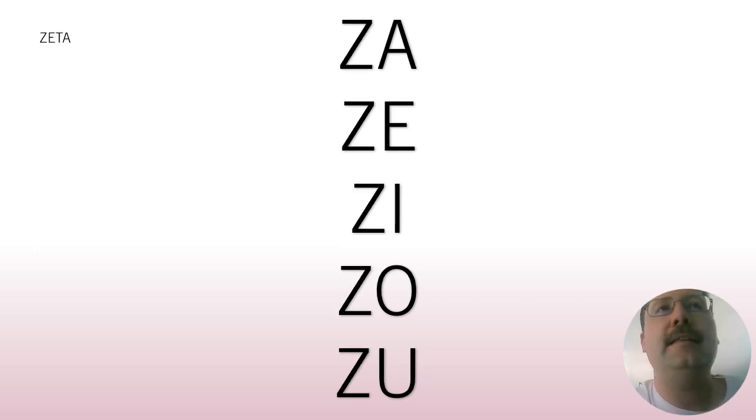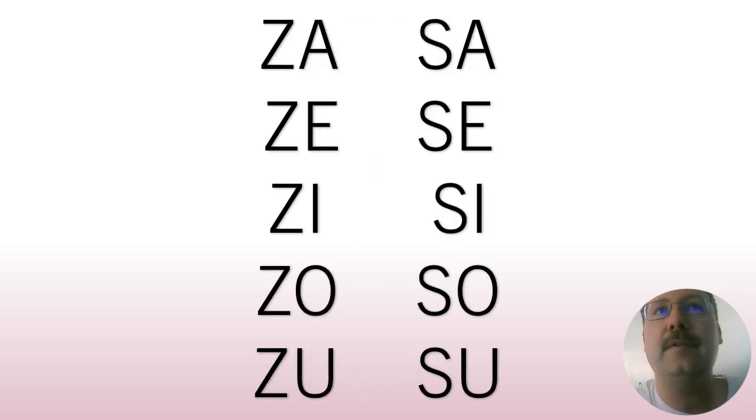Y is ya, ye, yi, yo, yu, just like double L. And then zeta: sa, se, si, so, su. It's pronounced like an S. Don't buzz it. Sa, se, si, so, su. Just like S. Okay? Just like S.